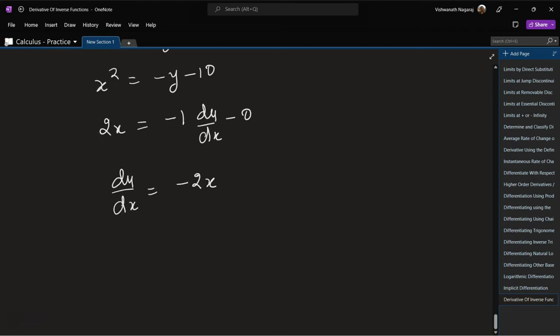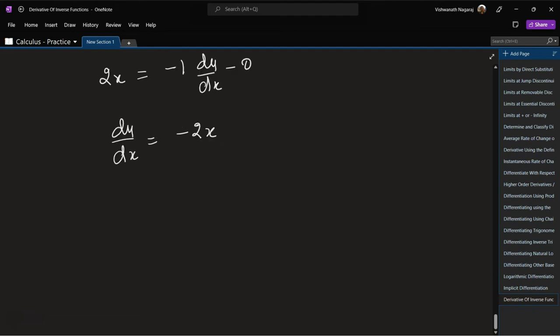So that is derivative of inverse functions. So given a function, you have to figure out its inverse and then find the derivative of that inverse.